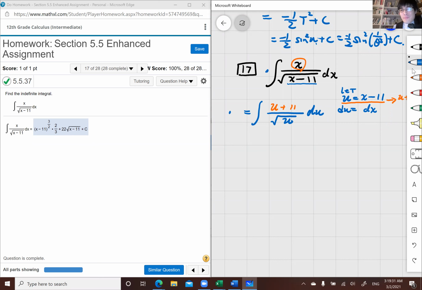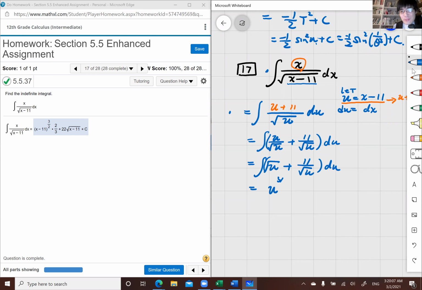Looks similar, but there's a huge difference. The huge difference is that this fraction can be split into two simpler fractions. Because the denominator is a monomial, it's easy to split into two terms. So this is the same thing as square root of u plus 11 over square root of u, where both of these can be easily integrated by the power rule.